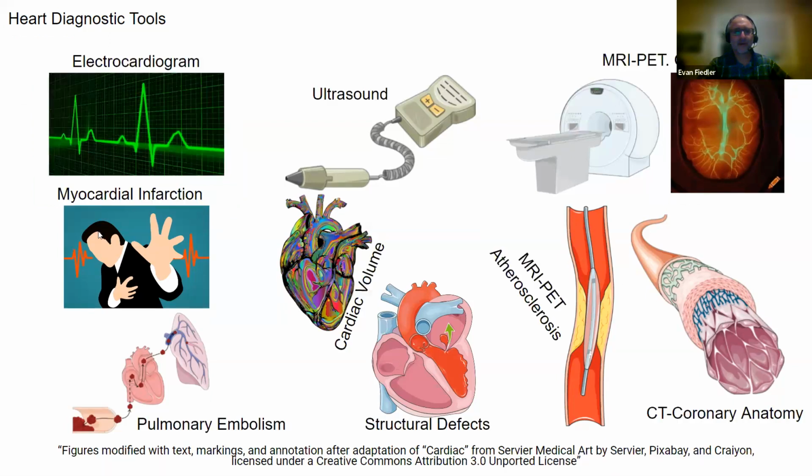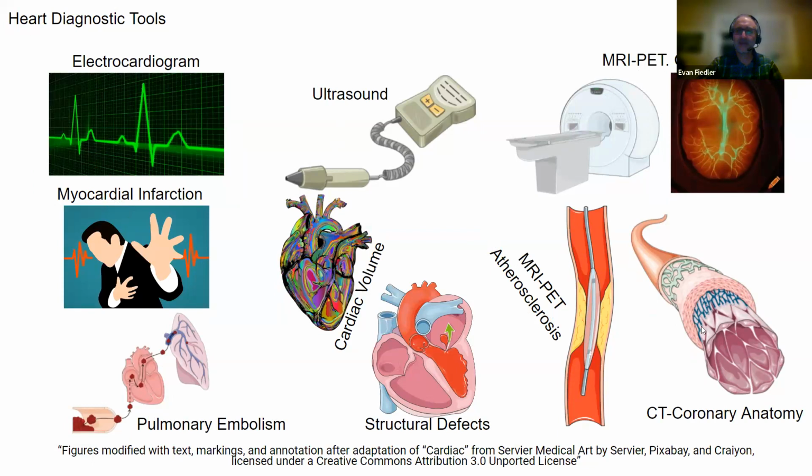All right, let's take a look at the notes. So electrocardiogram, looking at a myocardial infarction, pulmonary embolism. Ultrasound, cardiac volume, structural defects. MRI and positron emission tomography, atherosclerosis, fat buildup in the artery. CT scan, computed tomography, coronary artery anatomy.